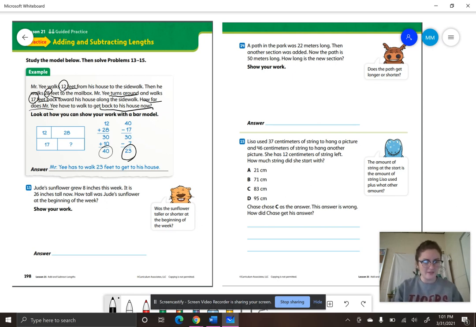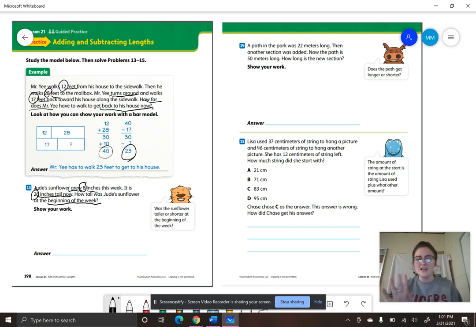It says Jude's sunflower grew 8 inches this week. It is 26 inches tall now. How tall was Jude's flower at the beginning of the week? Okay, so let's read that again and circle important numbers and underline important words. Jude's sunflower grew 8 inches this week. It is 26 inches tall now. How tall was Jude's sunflower at the beginning of the week?